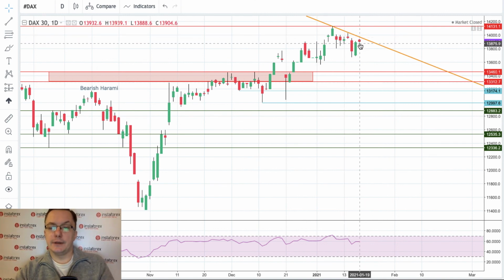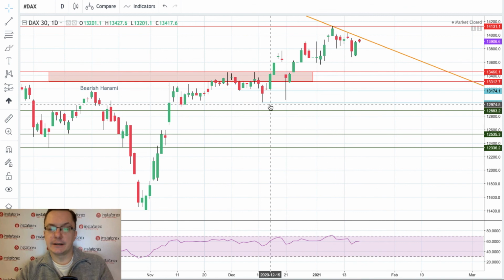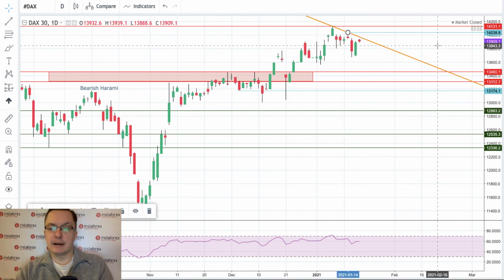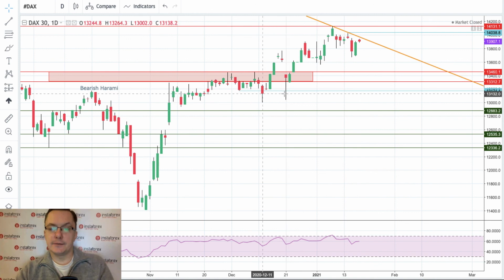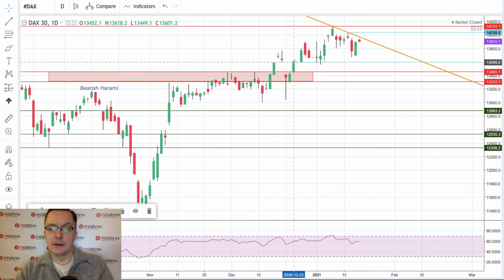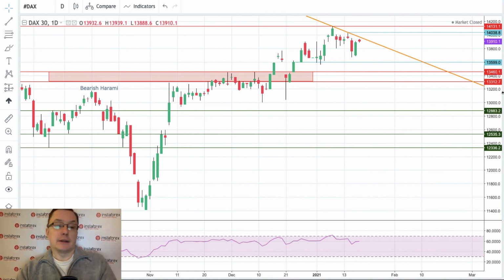And of course, if we break lower, then we will test 13,604, and then the key technical support is the zone between 30,312 and 30,460. So the recent highs are marked here, and the immediate technical support is somewhere here at 13,600, somewhere there.